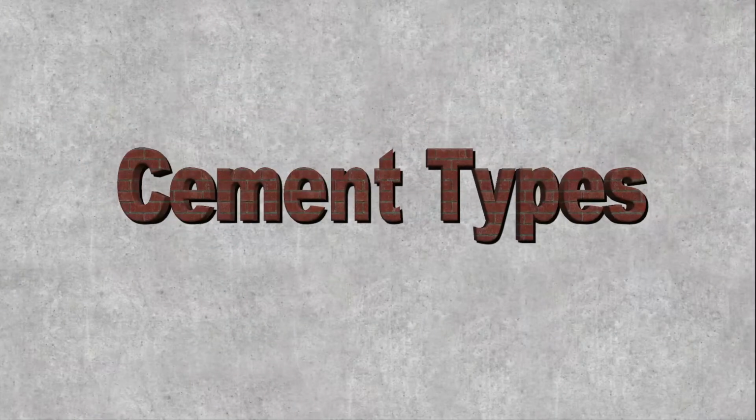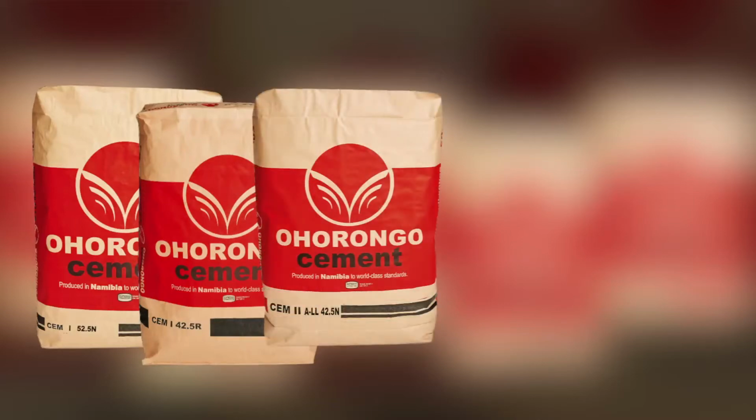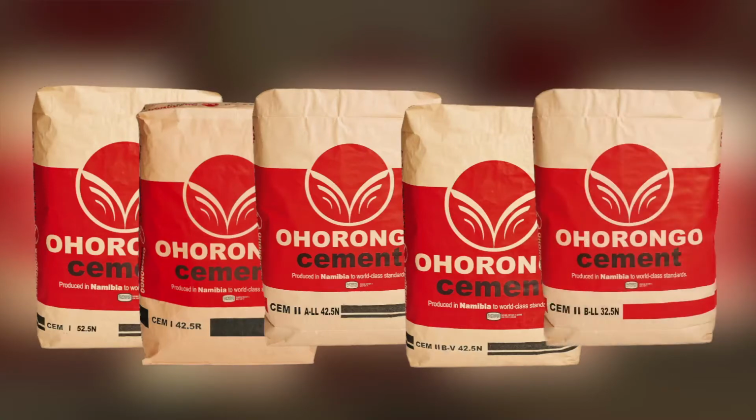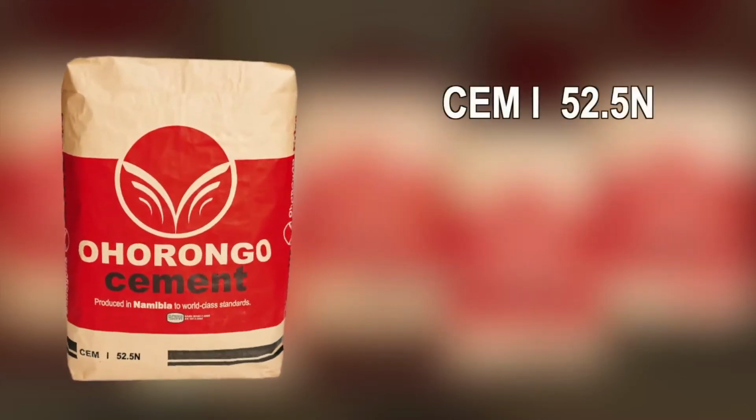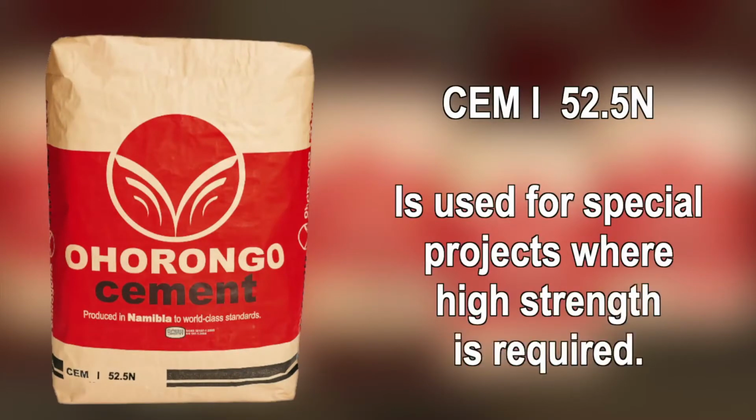Cement types. OHORONGO cement currently produces 5 different types of cement: CEM1 52.5N, CEM1 42.5R, CEM2 ALL 42.5N, CEM2 BV 42.5N, and CEM2 BLL 32.5N. CEM1 52.5N is used only for special projects where high strength is required. It can also be blended with extenders, for example fly ash or slagment.